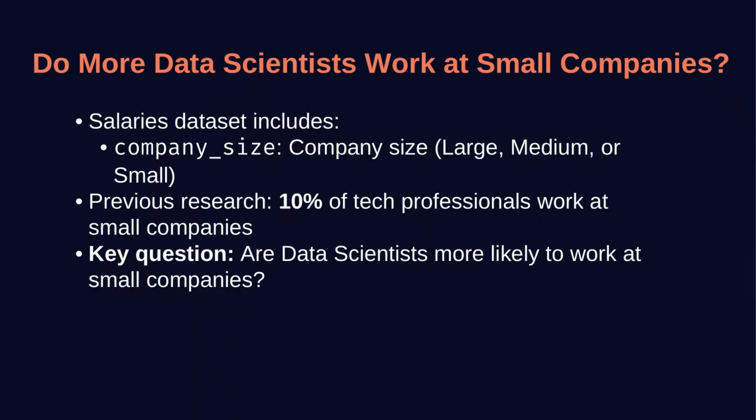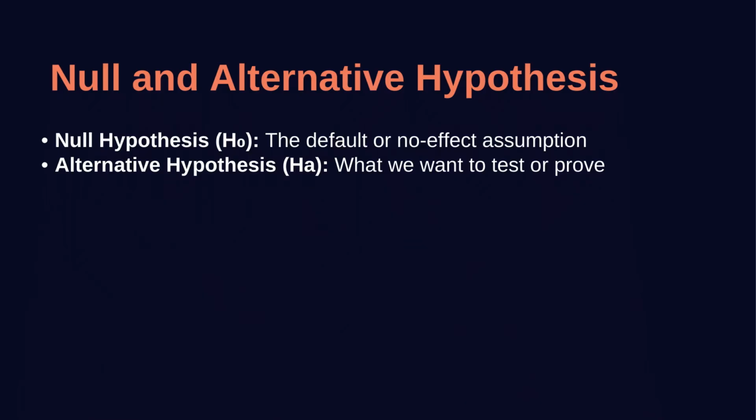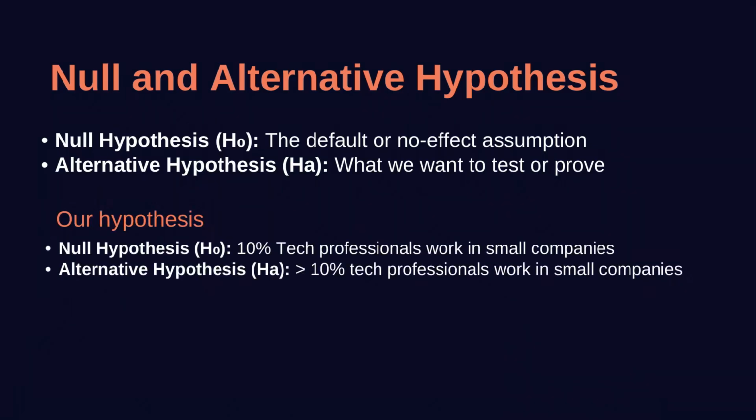Let's explore this question. Let's start by clarifying some definitions. A hypothesis is a statement about a population parameter, a value we don't know exactly but want to learn about from our data. In hypothesis testing, we compare two competing ideas. The null hypothesis, called H0, which represents the current or established belief, and the alternative hypothesis, called HA, which represents a new idea that challenges that belief. In our case, the null hypothesis is that 10% of tech professionals work at small companies. The alternative hypothesis is that more than 10% of tech professionals work at small companies.